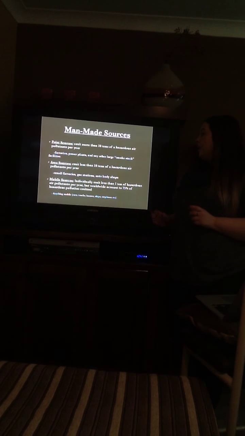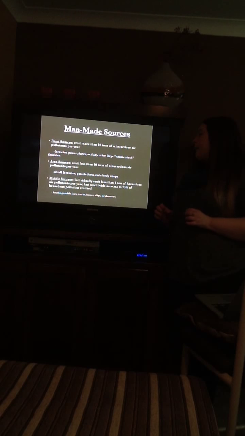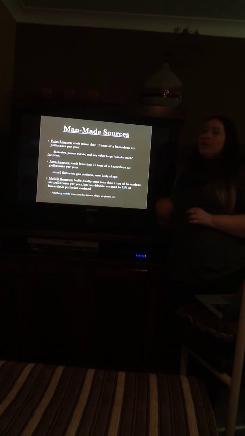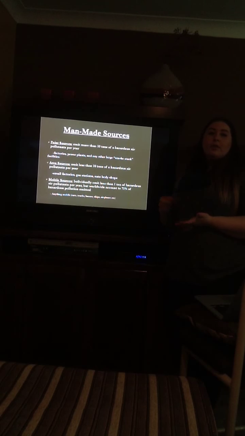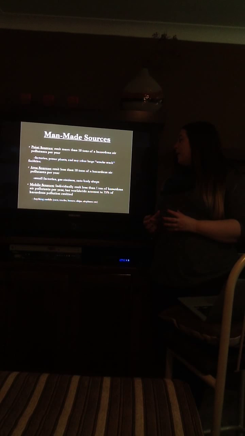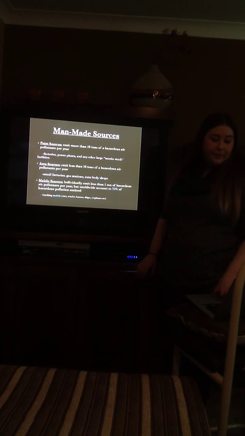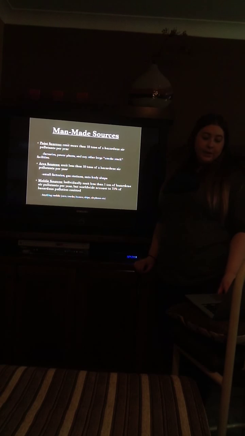Individually, they emit less than 1 ton of hazardous air pollutant per year. Individually meaning individual cars, individual buses, planes, trucks, but together, worldwide, they actually account for 75% of the hazardous pollutants emitted per year.